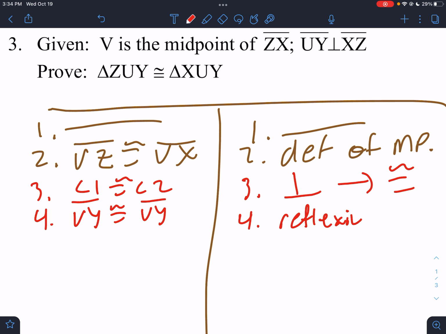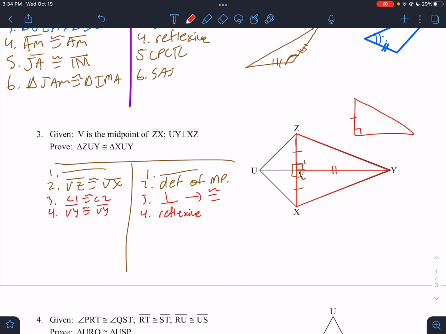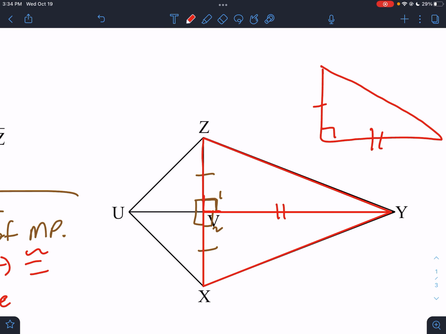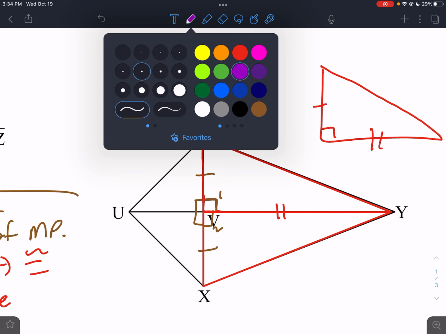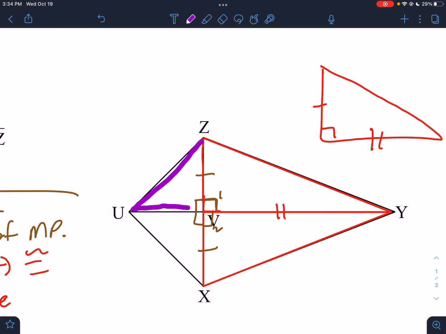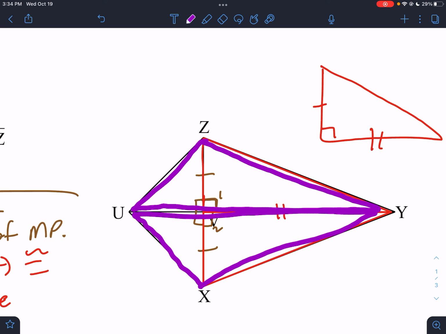They both use it. We got this side now, so we can now say that triangle ZVY is congruent to triangle XVY. And that is side angle side. So we just got over half the points on the test if you can just get me two congruent triangles. So now's the tough part. The next thing they're asking us to do is to prove triangle ZUY is congruent to XUY. This won't be easy, guys.